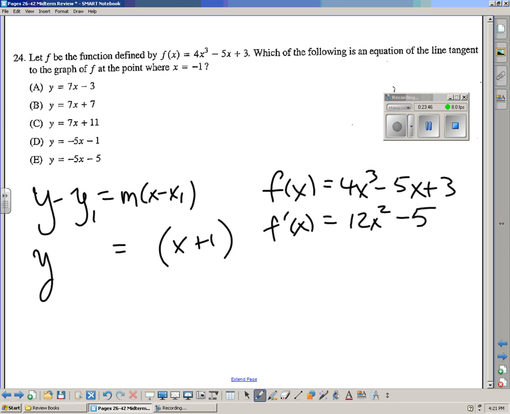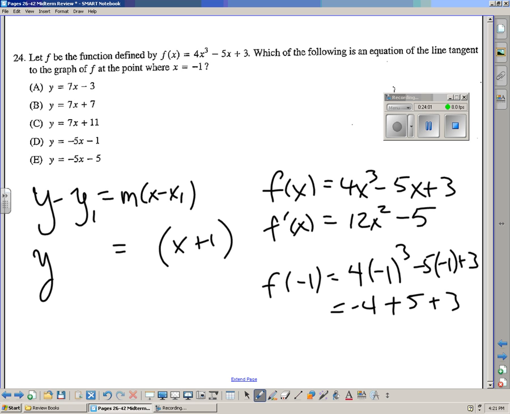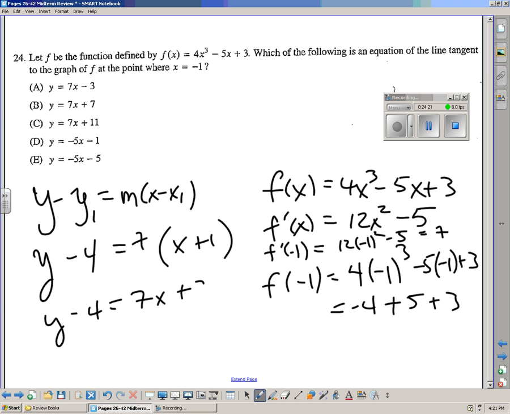Getting the y value requires us to go to the original function and plug in -1. So we have 4 times (-1) cubed minus 5 times (-1) plus 3. -1 cubed is -1 times 4 is -4 plus 5 plus 3. 5 plus 3 is 8 minus 4 is 4. There we go. Our slope would be evaluating f prime at -1, which is 12 times (-1) squared minus 5, which is 7. That is not a choice. We need to manipulate the equation to make it look like y equals. So we can quickly distribute here. We get 7x plus 7. Add 4 to both sides. We get y equals 7x plus 11. Choice C.